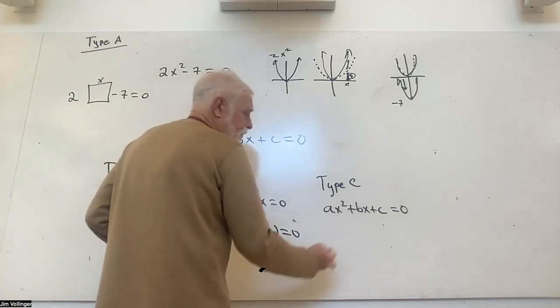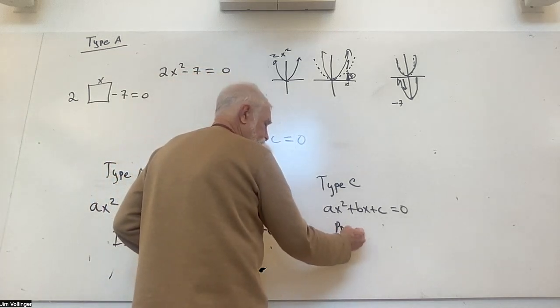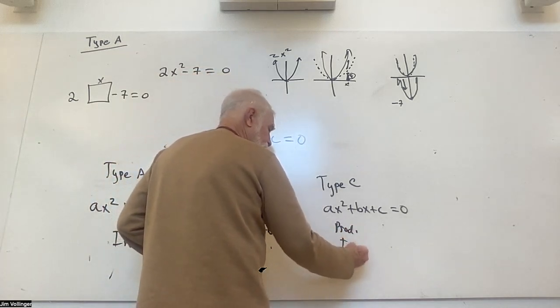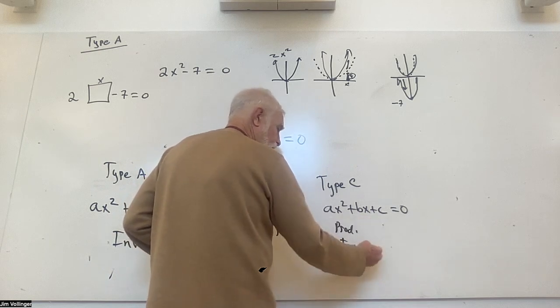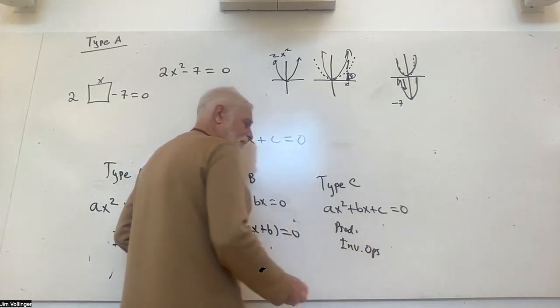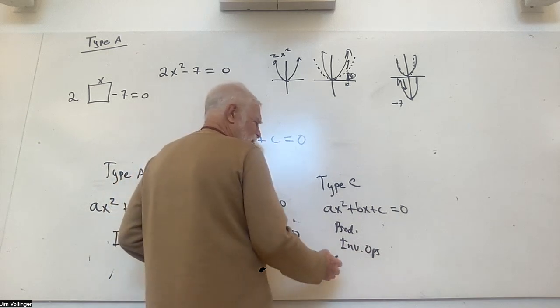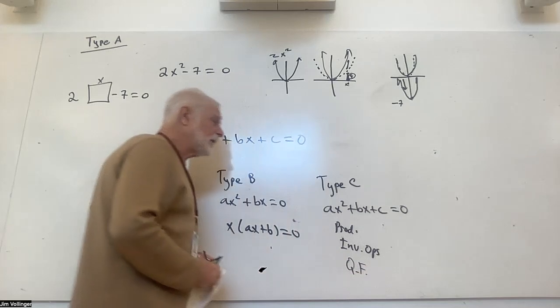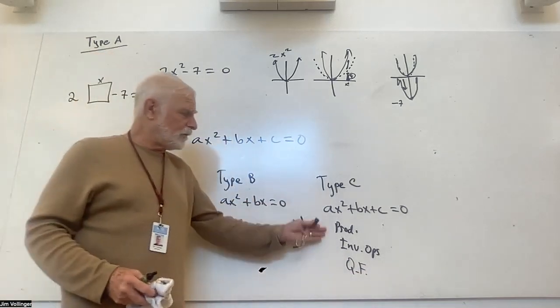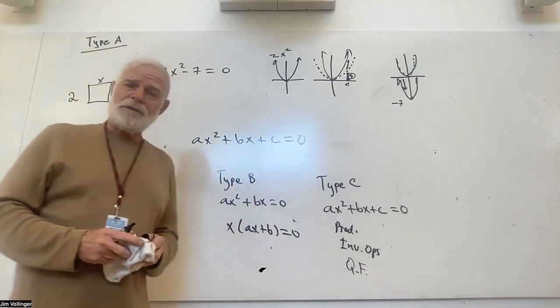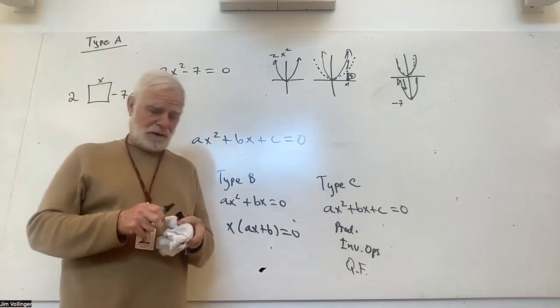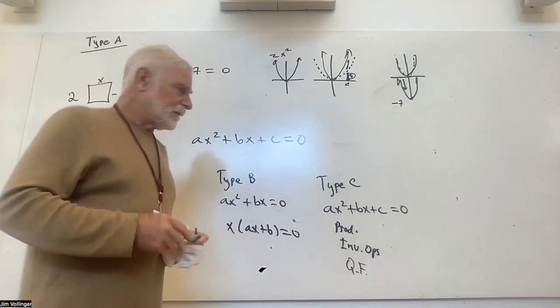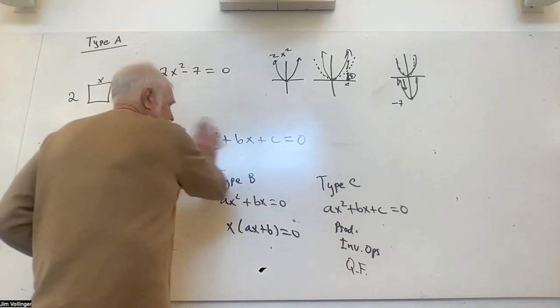In type C, we might use products. We might use inverse operations by putting these in graphing form, which is based on completing the square. And we might use the quadratic formula at different times. The easiest one to do depends upon the quadratic that we look at, and that's what I hope to have a little practice with here. So we're going to type A first.